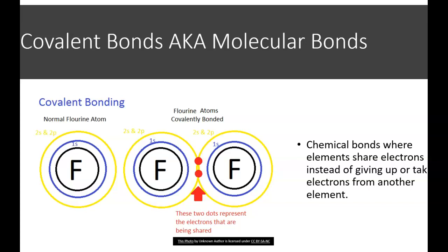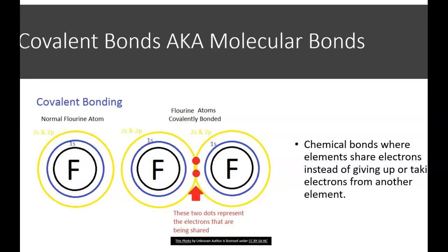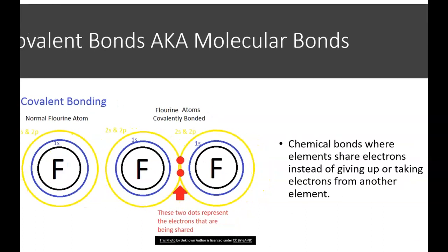And like I said, these are bonds where two or more elements are going to actually share the electrons instead of giving and taking. In this example right here, you can see we have two fluorines, and in between them, they're going to share the electrons between them. So the two dots represent electrons being shared.